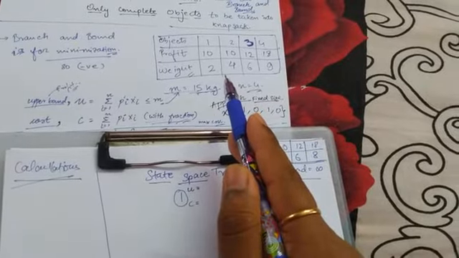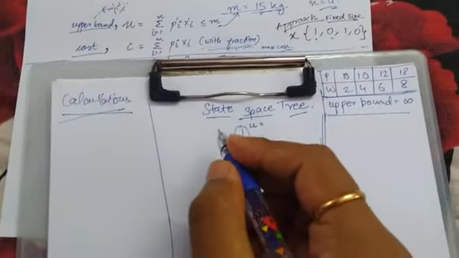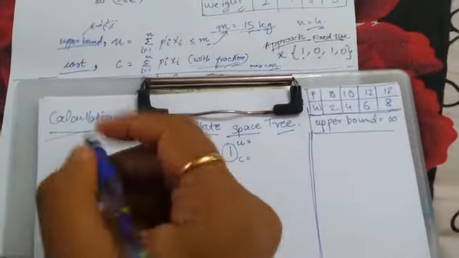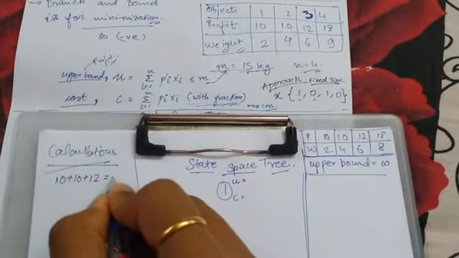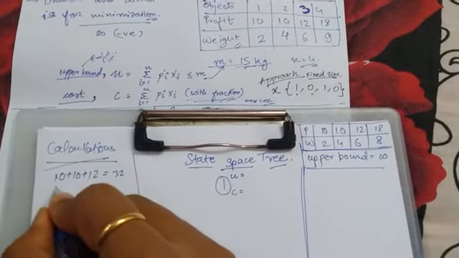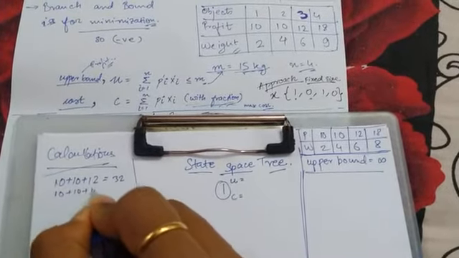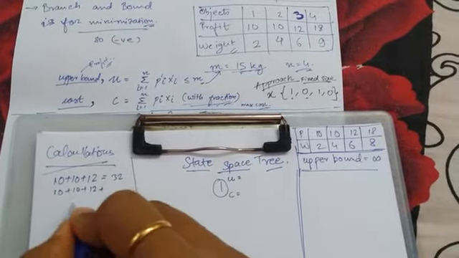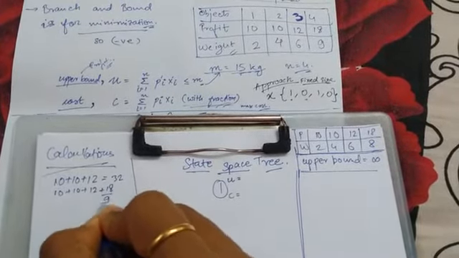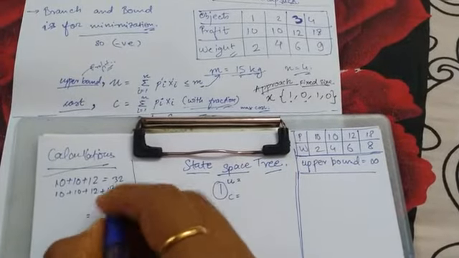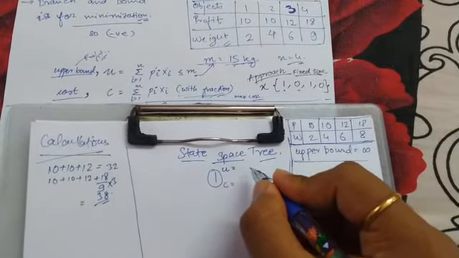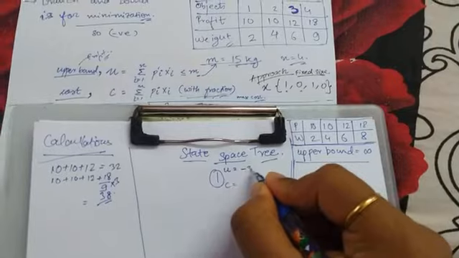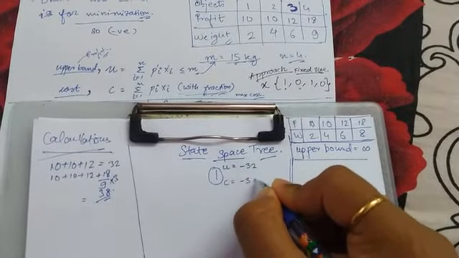The upper bound here, if we take the first 3, because we cannot include the fourth one, is 10 plus 10 plus 12, which is equal to 32. And the cost will be 10 plus 10 plus 12 plus whatever is remaining. 3 kilos are remaining, therefore 18 by 9 into 3, which will be equal to 38, right? Therefore we'll negate these values, so the upper bound will be minus 32 and the cost will be minus 38.